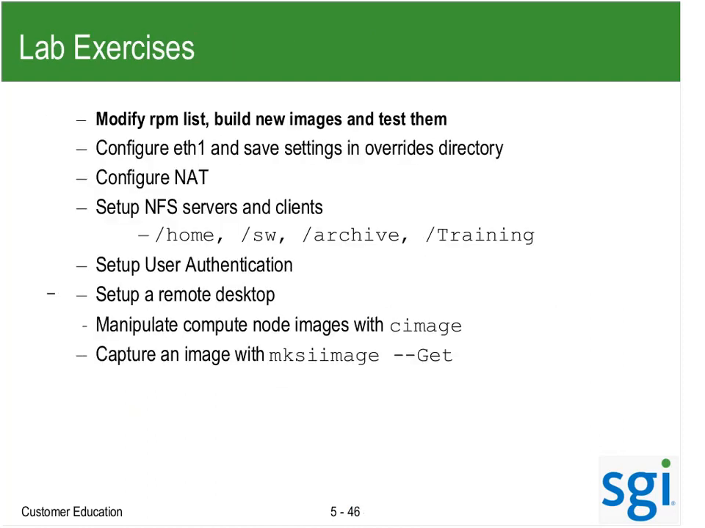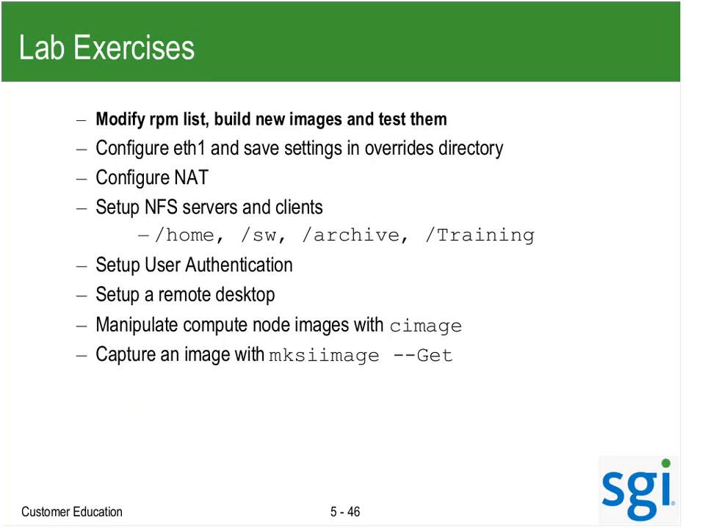So your exercises for today after IB are to modify your RPM list, build new images, and then test them. Then configure eth1 and save settings. And actually, we're not going to do that. It's already been done. I'm not using the overrides directory anymore. I'm going to have to fix that.